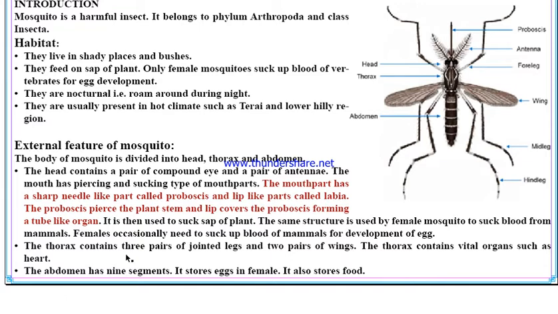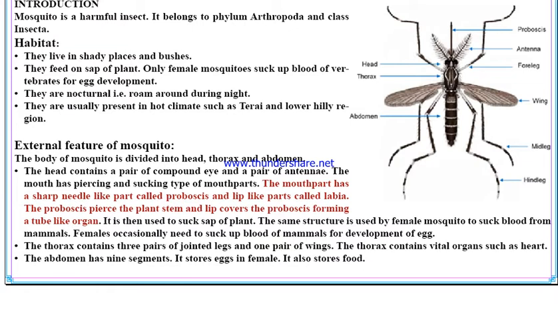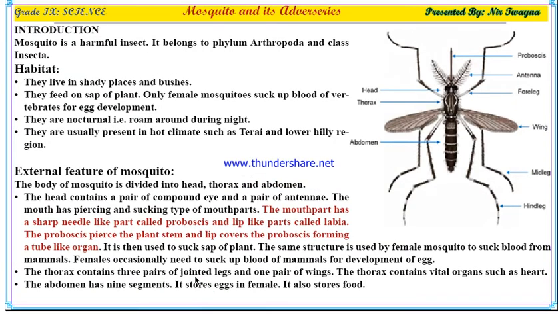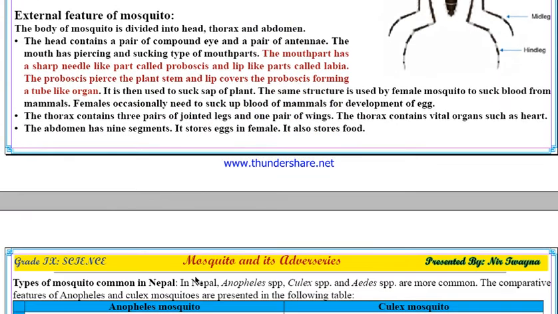The thorax contains 3 pairs of jointed legs and 2 pairs of wings. Actually, I guess mosquitoes have only 1 pair of wings. Let me make a correction here. 1 pair of wings. The thorax contains vital organs such as the heart, and the abdomen has 9 segments. It stores eggs in females. It also stores food. Any confusion up to here? I hope it is clear to you.